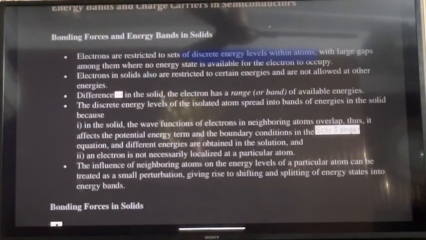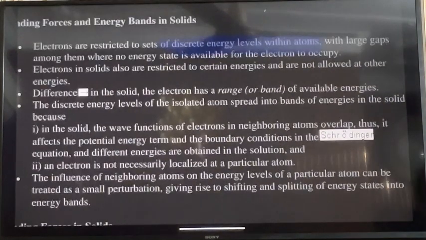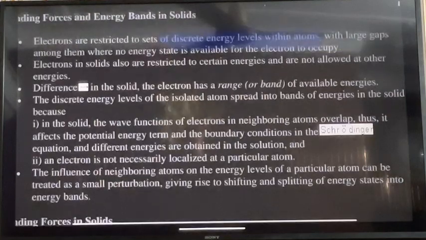In solids, electrons are restricted to sets of discrete energy levels within atoms, with large gaps among them where no energy state is available for the electron to occupy. So basically there are discrete energy levels where electrons occur, and there is no intermediate state within these discrete levels where the electrons can stay. So they are bound to these fixed energy levels.